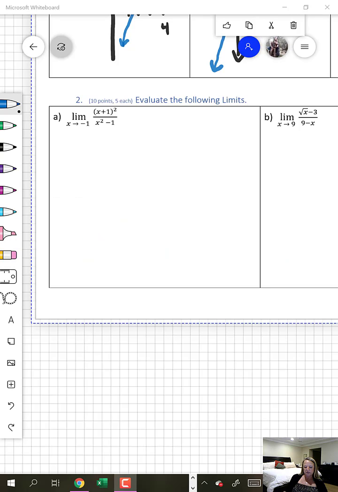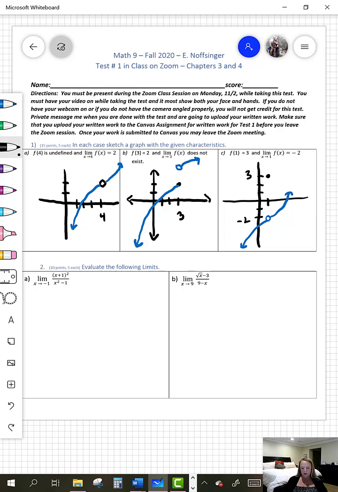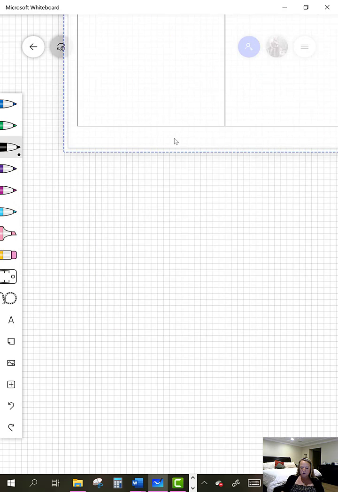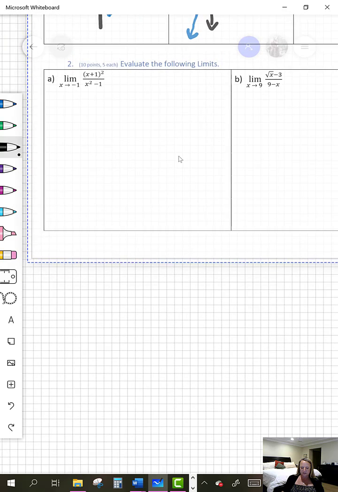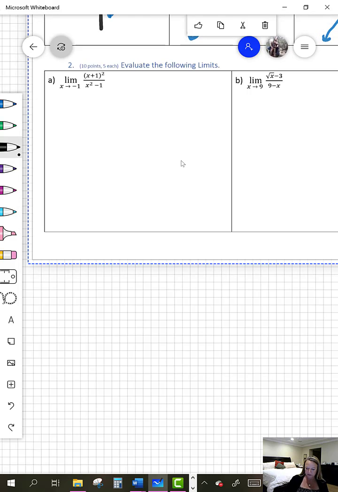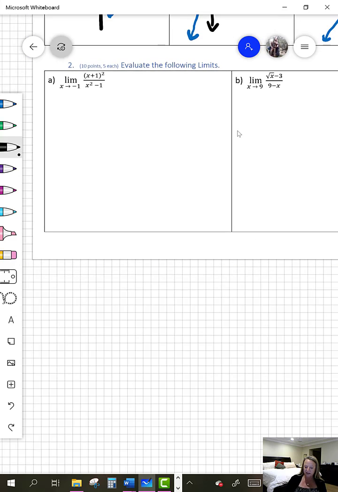So for problem 2, you're looking for the limit and evaluating the limits. And so the first one, we're looking at the limit as x is approaching -1 of (x plus 1) quantity squared all over x squared minus 1. First thing that you want to do when you're evaluating limits is go in there and just directly substitute. I'm going to try writing on the screen below because my screen keeps jumping. And so let's see if that works any better. And so, again, we're going to plug in -1 wherever we see an x.